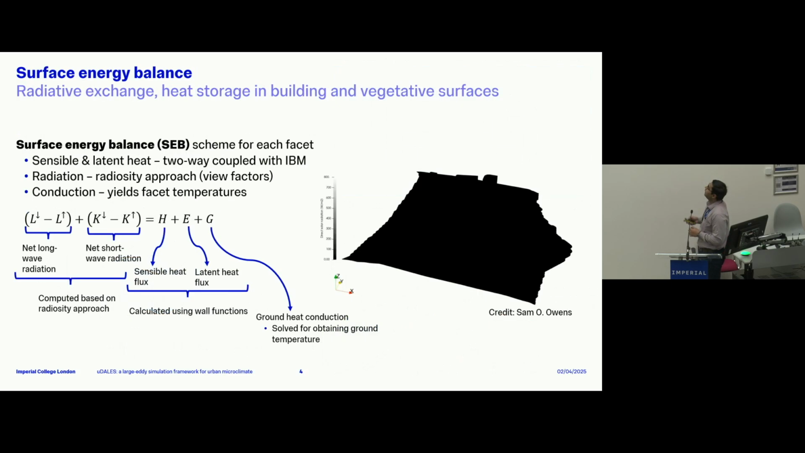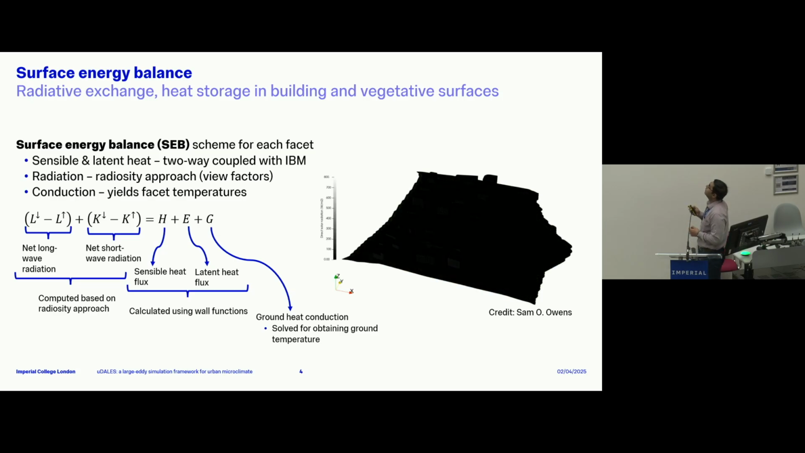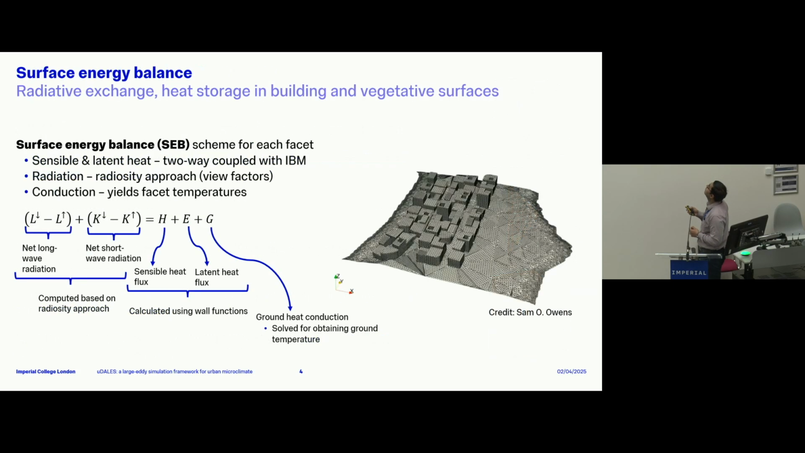Now, a key, novel feature that we have added to DALES is this surface energy balance model. Here we solve the surface energy balance equation at each of the facets. At each of these triangular facets, the net long wave radiation and the net short wave radiation are balanced by the sensible heat flux and the latent heat flux, and then we solve the ground heat conduction to get the actual temperature of the surface triangular facets.